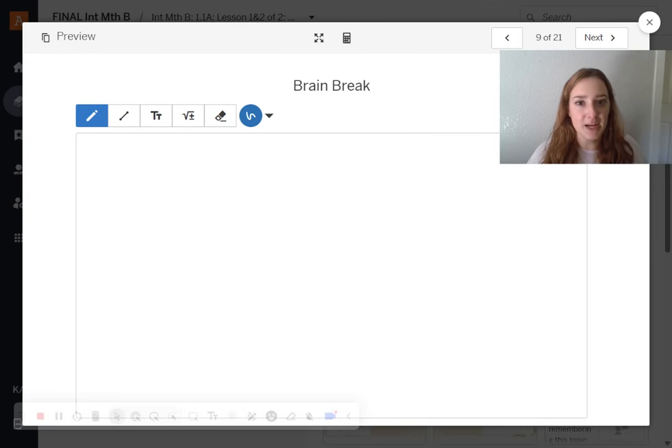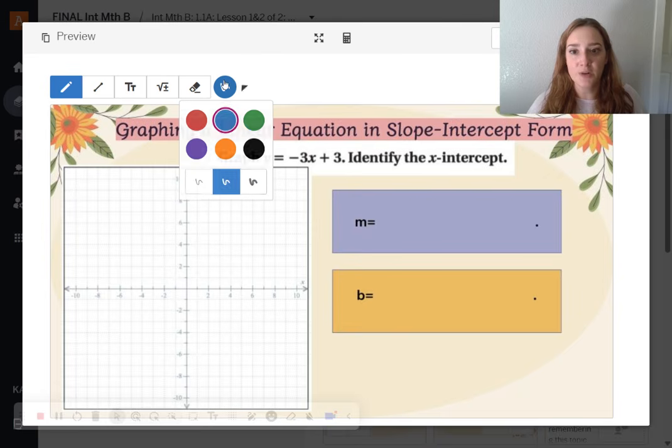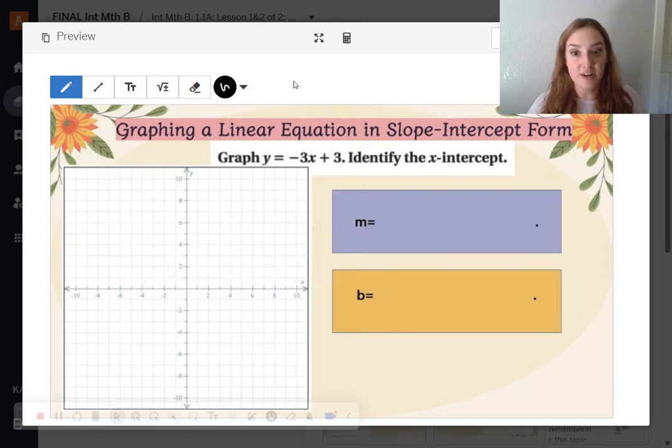All right, I had a brain break here, so if you need a break, pause this video, take a little rest. Slide 10, we're going to go ahead and review this one together of how to put these pieces together and actually graph a line. So we're going to start by identifying what's m and b. We also need to identify the y-intercept. Part of what they're asking us to do is graph and also find that x-intercept.